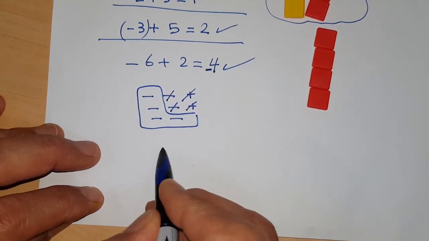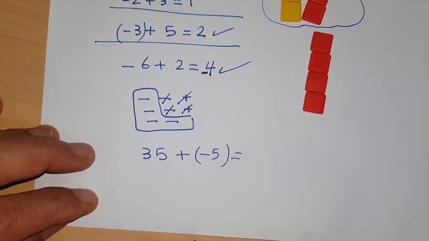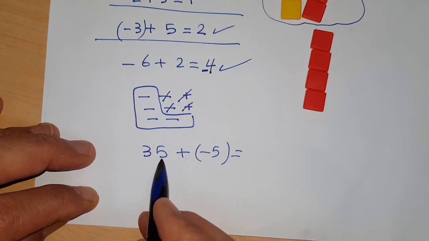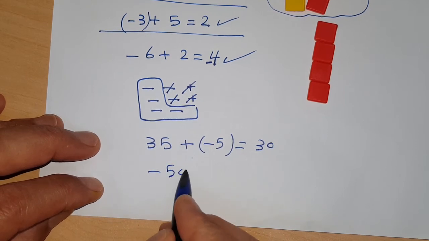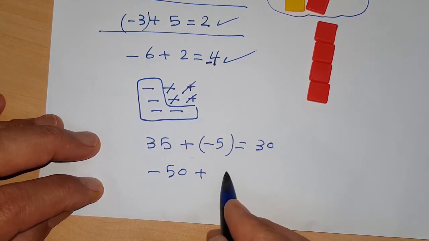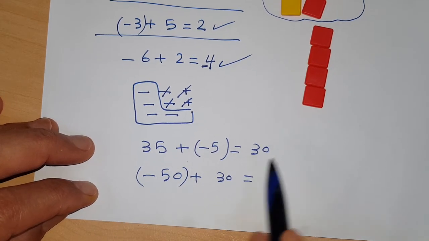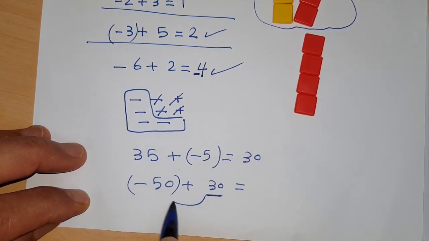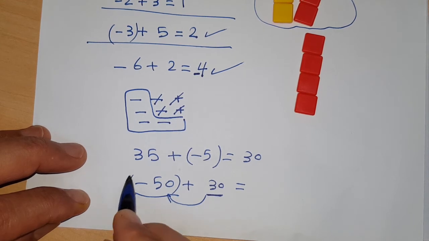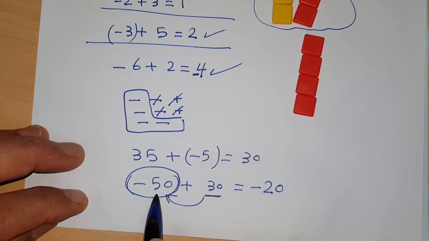By this way, also you can add large numbers like 35 plus negative 5. This negative 5 will be cancelled with 5 of this number. Remaining here 30 only, positive number. Negative 50 plus positive 30. What will be? Consider you have negative 50 counters like this and 30 positive. This 30 positive really will be cancelled with negative 30 here. Well, how many remaining from this number? Yes, negative 20. Or simply 50 minus 30 is 20. Sorry, 20, not 2. Negative 20.